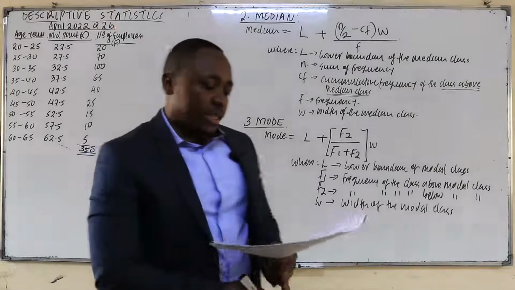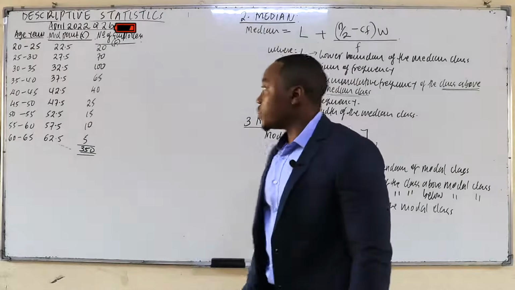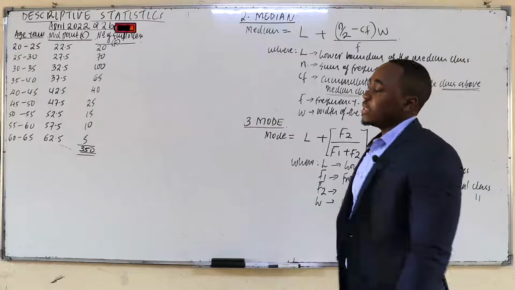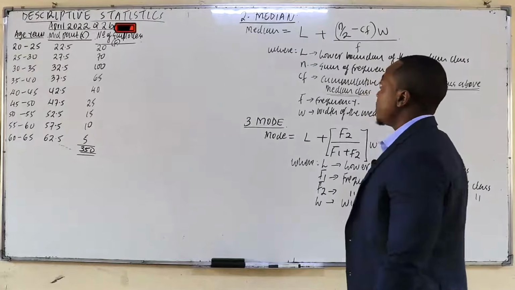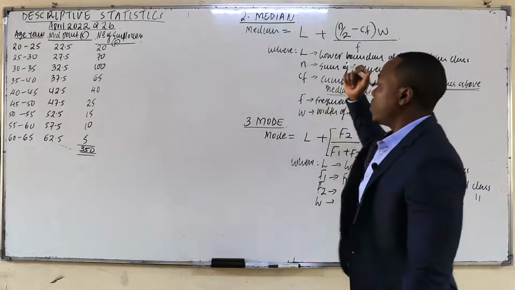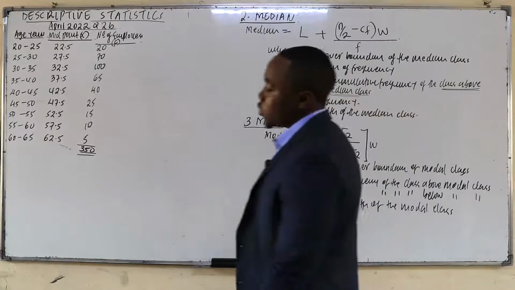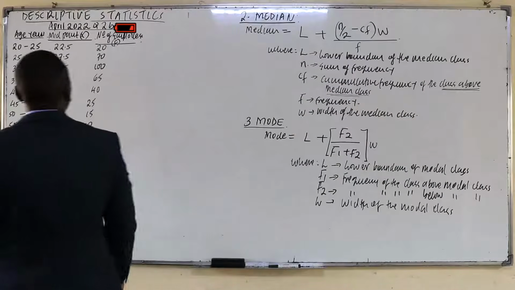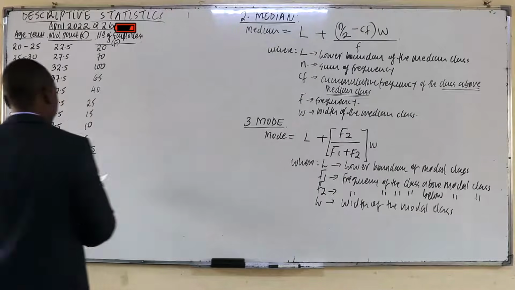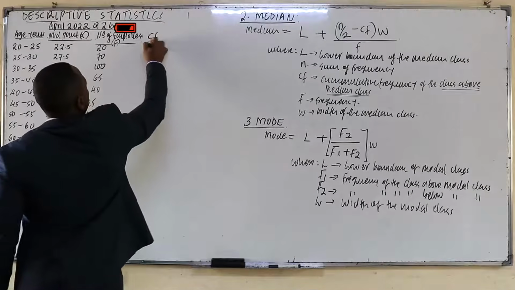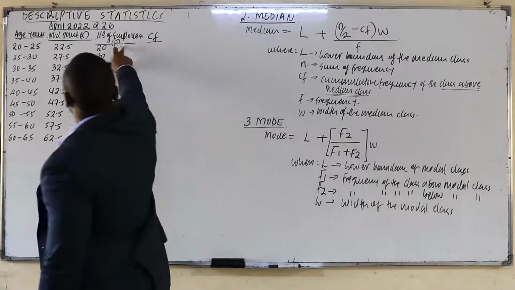Now, with that, we need to compute the mode. So first of all, we have to compute the mean. Once we compute the mean, we also need to compute the median. Also, we use the same information to get the mode. So to get the median, number one, you need the cumulative frequency. Now, these are our frequencies.